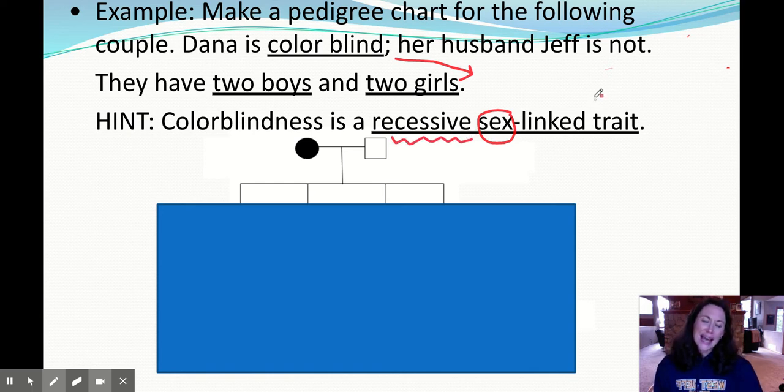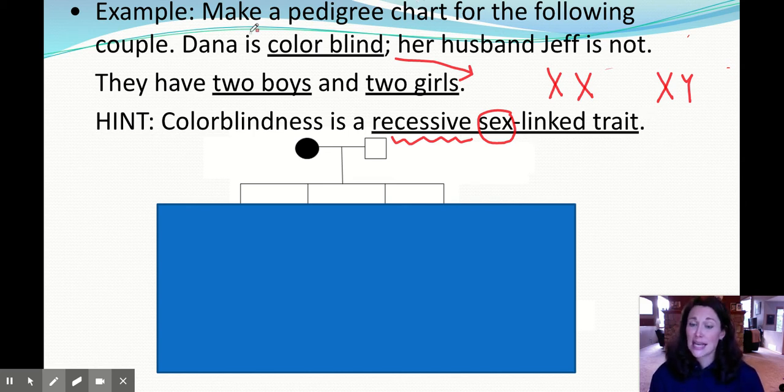So anytime we have a sex-linked trait, just to refresh your memory, when we did our Punnett squares last class period with sex-linked traits, we always included the sex chromosomes. So if we are girls, we put XX, and if we're boys, we would put XY. And we're going to do the same thing on our pedigree.